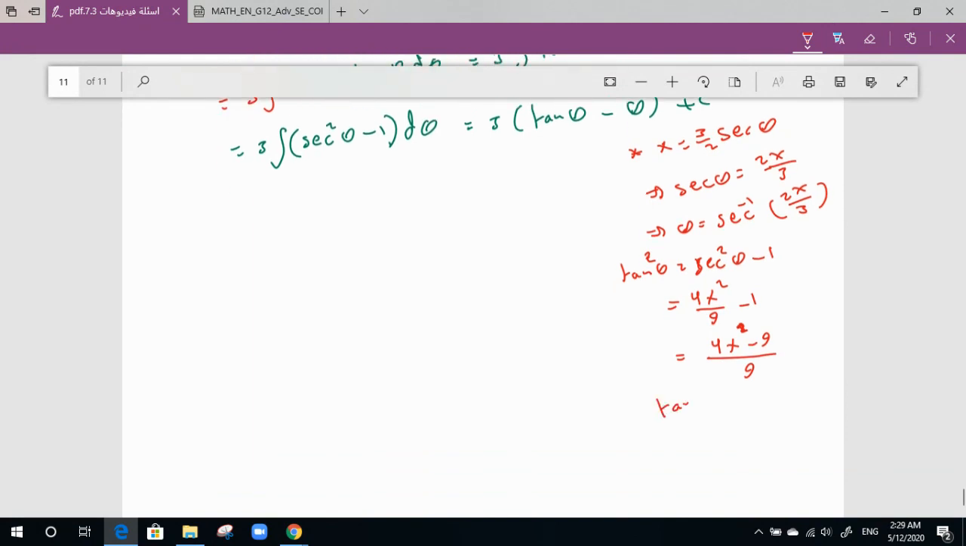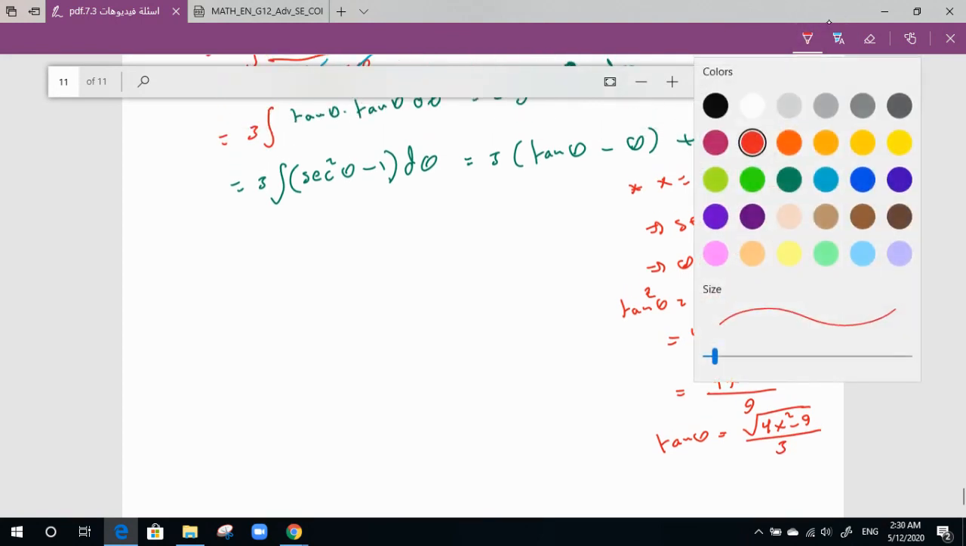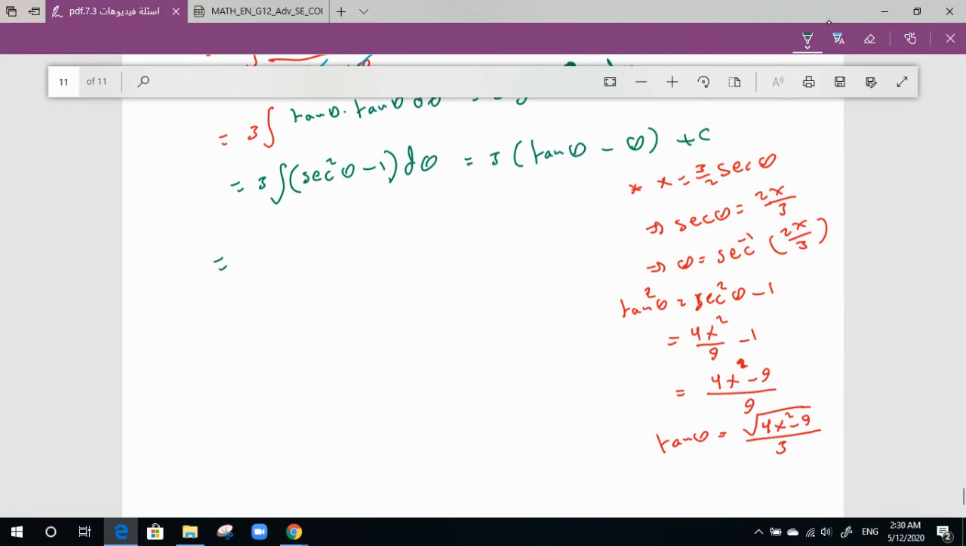So tan theta will be radical 4x squared minus 9 over 3. Now I will go back to my answer, which is 3 times tan theta, radical 4x squared minus 9 over 3, minus theta. Theta is secant inverse of 2x over 3, closed, plus c. And this is the final result for this integral.